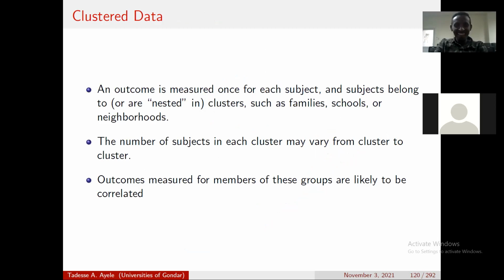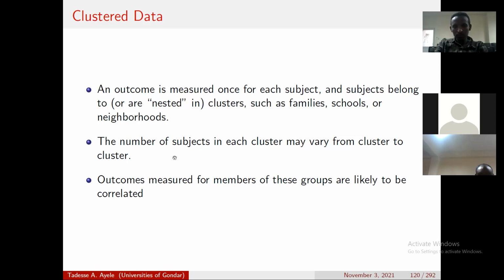Okay. So going to cluster data, as I already mentioned, a good example is EDHS. EDHS is a good example of cluster data. So an outcome is measured once for each subject, and subjects belonging to or nested into a cluster, such as family, school, or neighborhood, are assumed to be correlated. The cluster can be a family, a school, or, as I said earlier, a health institution. And there are different structures to be a cluster. So the number of subjects in each cluster may vary from cluster to cluster.